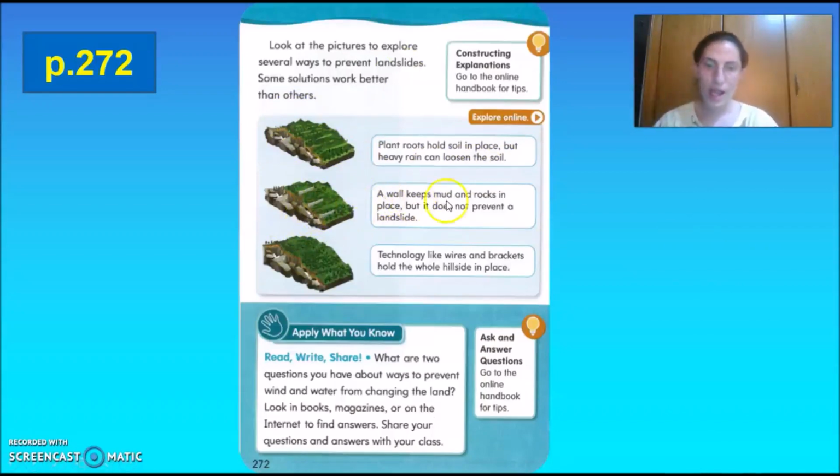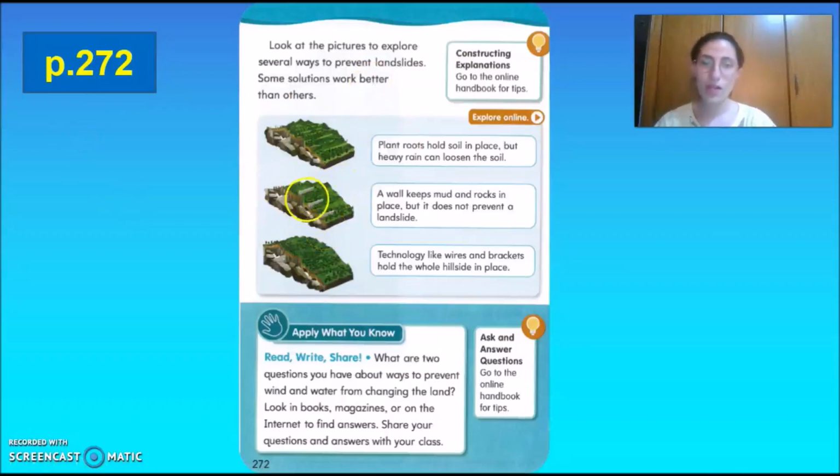Let's read. A wall keeps mud and rocks in place, but it does not prevent a landslide. So they're telling us that the wall that they came up with to build between the parts of the mountains, to hold the mud and rocks in place, is good because it holds the mud and rocks in place, but it does not stop. Prevent means to stop a landslide from happening. So is this a good solution, do you think, guys? It won't stop it from happening.